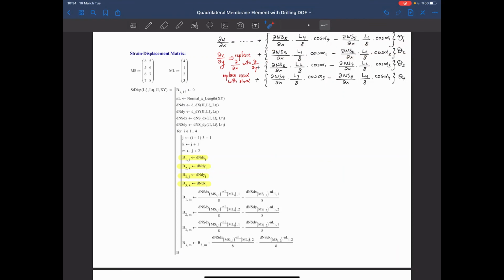Okay, now we said that for the del v over del y, replace del over del x with del over del y. So as you see, I'm just replacing it. Instead of the x, I'm using the derivative with respect to y, and replace cosine alpha with sine alpha. So instead of using the first coefficient of that normal times length output, I'm using the second coefficient, and this is the shear strain interpolation. So this way I'm generating the B matrix for a given Gauss point.